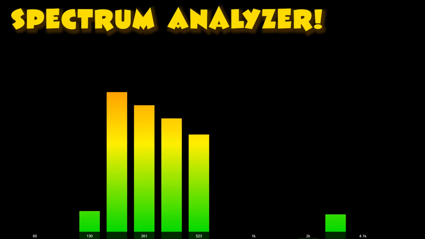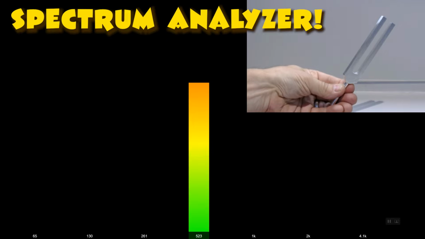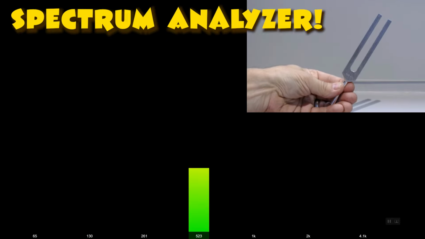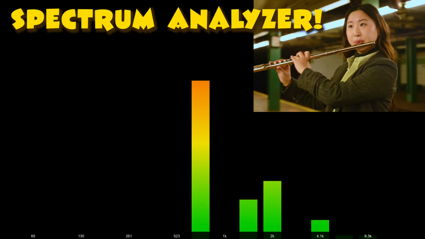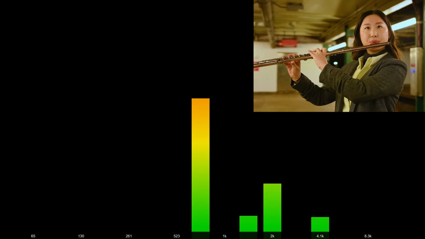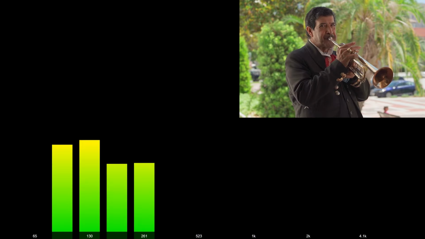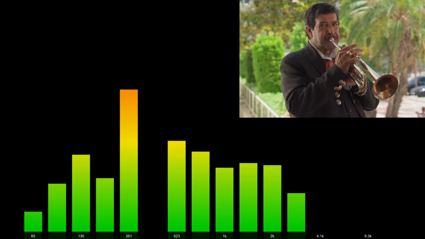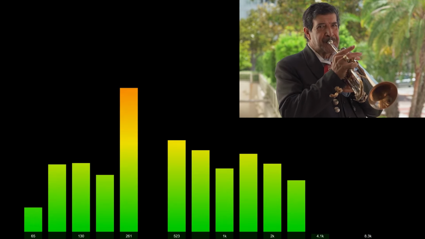So if we look at the tuning fork, there's just one frequency, the fundamental. If we look at a flute, it has primarily a fundamental, but a few other little ones. The trumpet, on the other hand, has a whole host of frequencies.